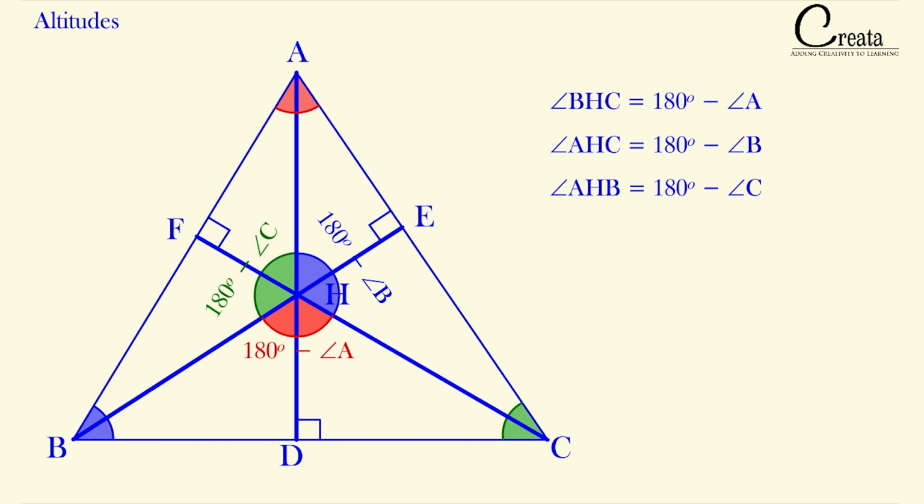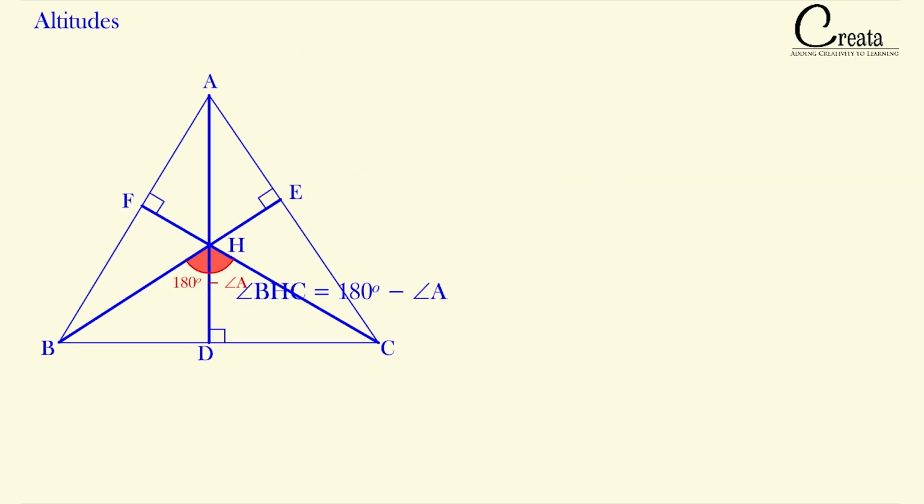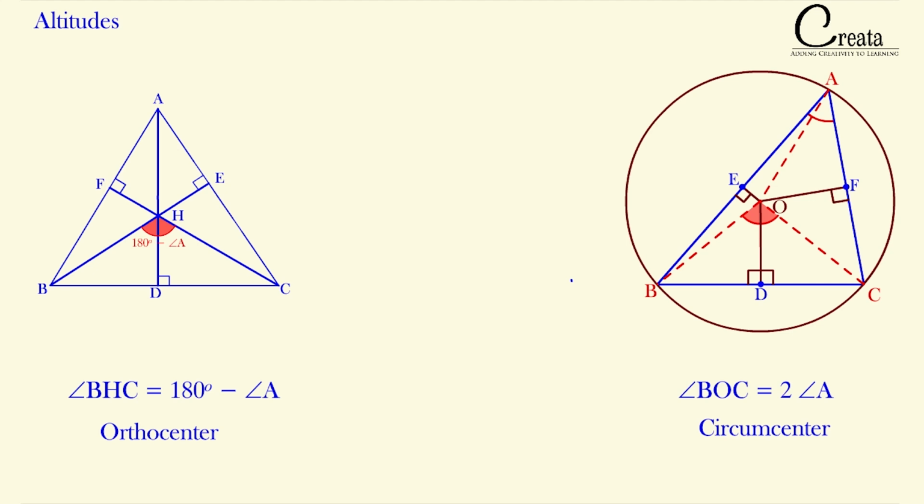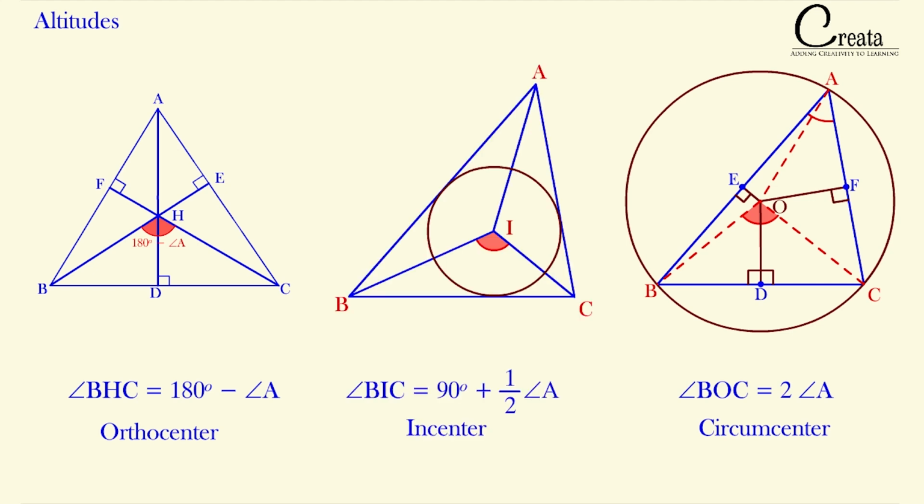These are the angles at the orthocenter. We can compare this angle with the angle formed at the circumcenter and the angle formed at the incenter. We have seen in the incenter that the angle BIC is equal to 90 degrees plus half of angle A.